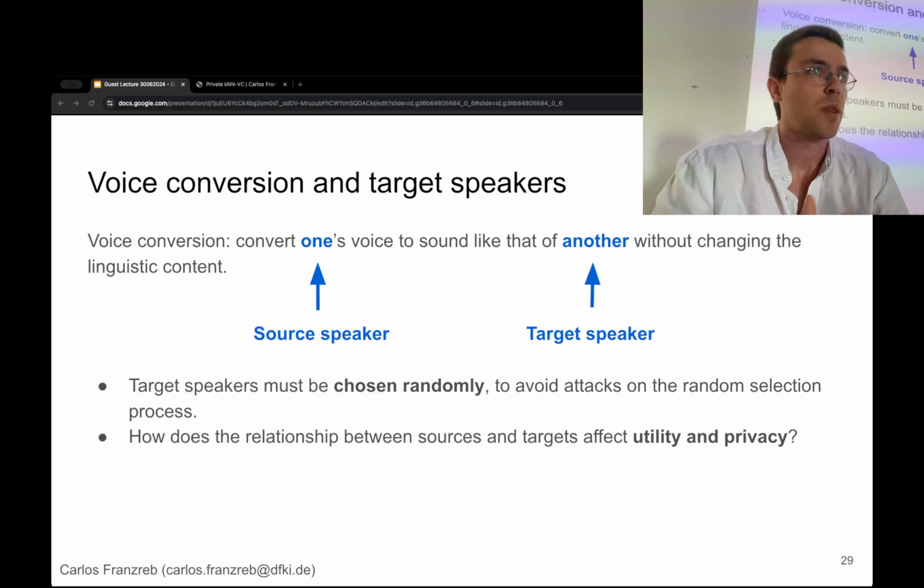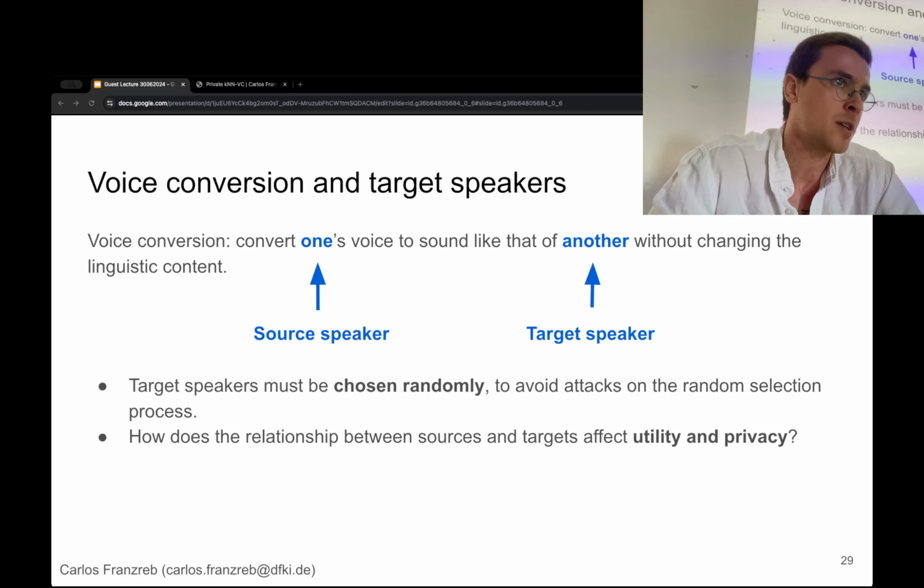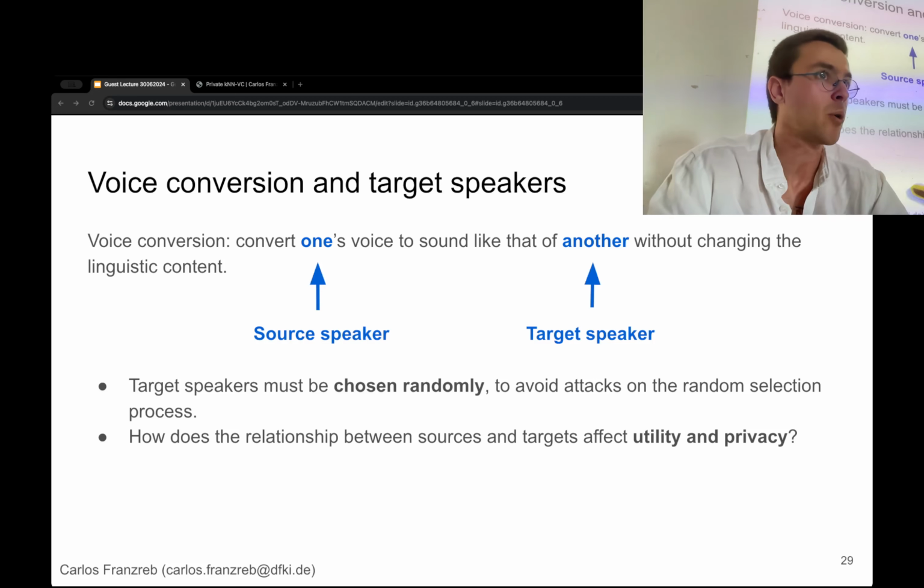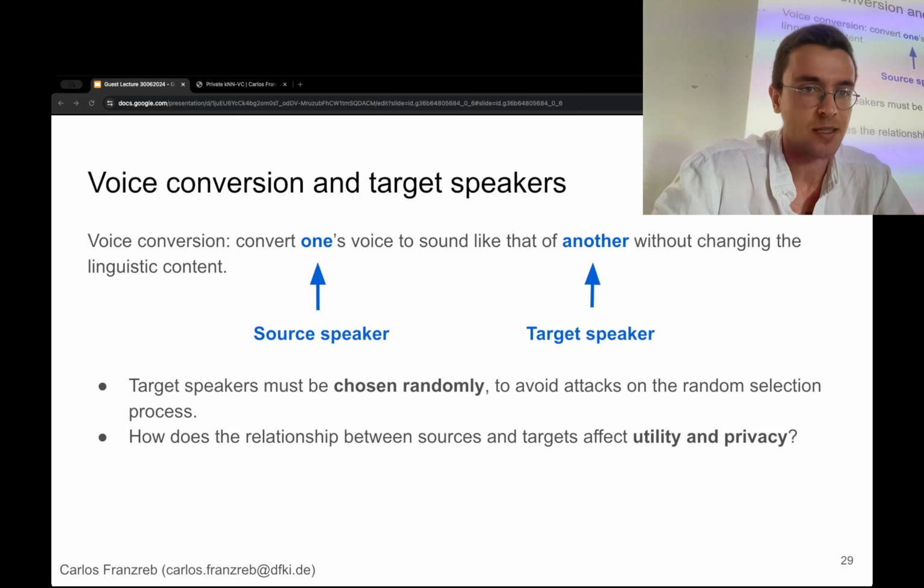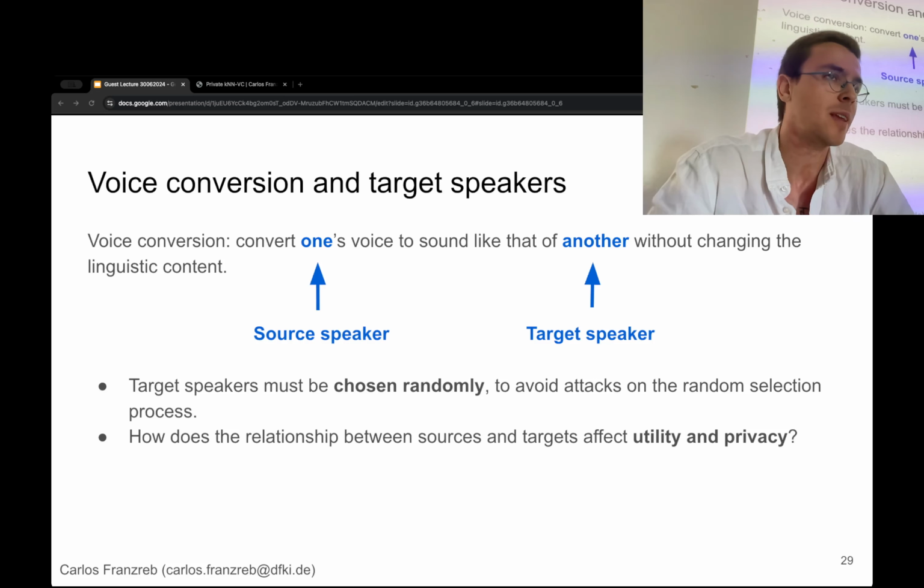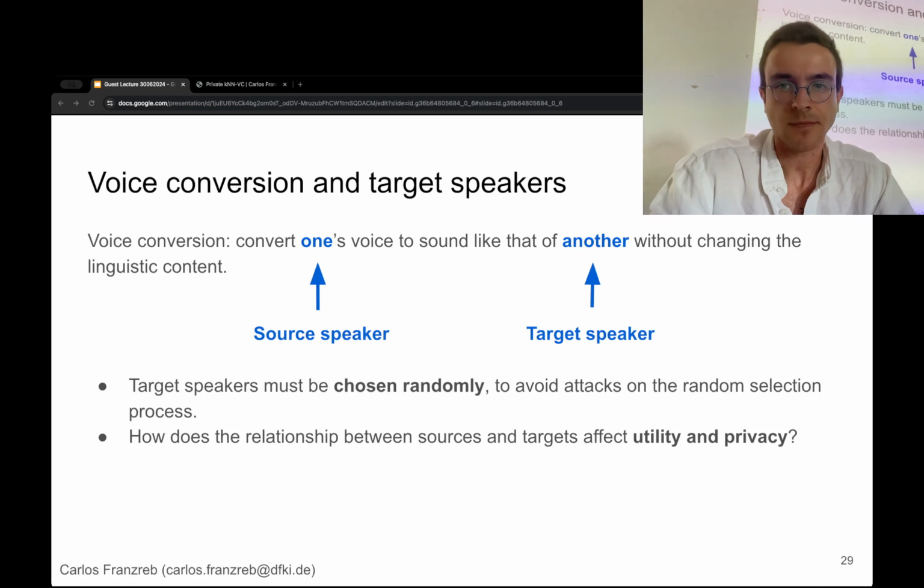For anonymization within a data set to make sense, target speakers have to be chosen randomly. Because if I tell you that I'm anonymizing my voice with Brendan's always, then anytime you hear Brendan's voice, you already know it's me, the one being anonymized. So you need some randomness in the selection process so that it cannot be linked back to the source speakers. Another thing that we will discuss today, but is still uncertain, is the relationship between sources and targets in their effect on utility and privacy. There's a lot of research going on, and I will show you some about this at the end, if we have time.